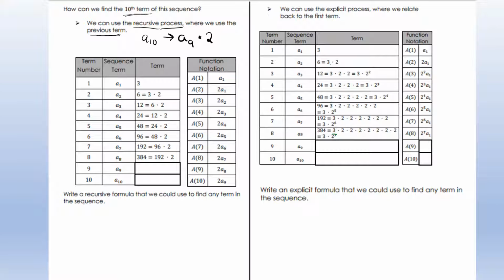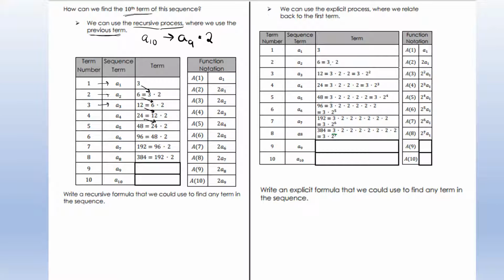Let's take a look at this table. Here we've got the term numbers 1 through 10. The first term we call A1, the second term we call A2, and so on: 3, 4, 5. How are we getting those numbers? We start with 3, and to get the next number, we multiply 3 times 2. Then to get the third number, I take 6 and multiply by 2 to get 12. Then I do 12 times 2 to get 24.